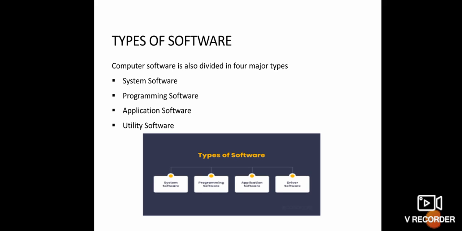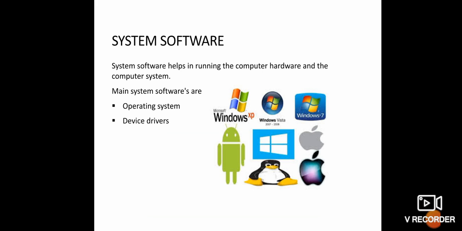Next, there are four types of software: system software, programming software, application software, and utility software. The utility software has another name, which is driver software. What is system software? It helps in running the computer hardware and the computer system. The main system software are the operating system and device driver.